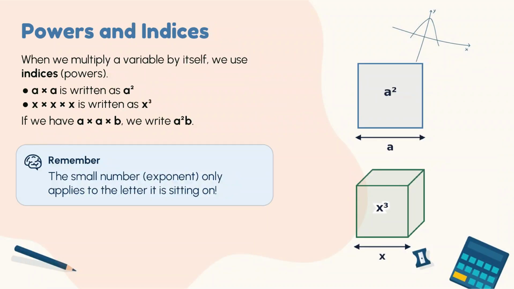Now, let's look at powers and indices. When we multiply a variable by itself, we use an index, also called a power. For example, a times a is written as a squared. X times x times x is written as x cubed. If we have a times a times b, we write this as a squared b. The small number only applies to the letter it is sitting on. So in a squared b, only the a is squared. The b is not squared.